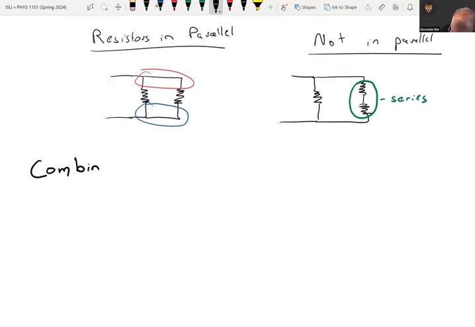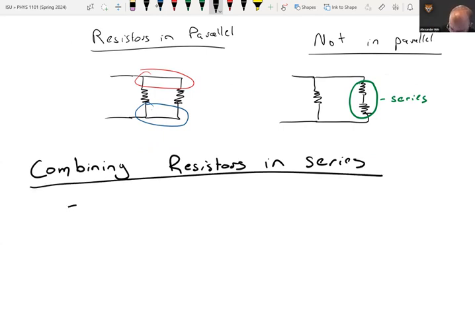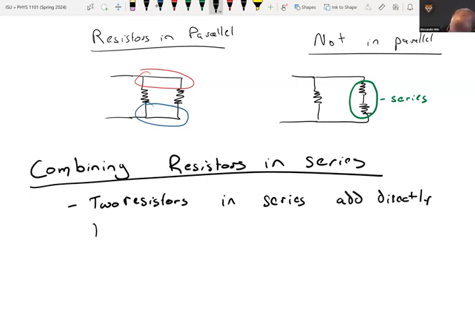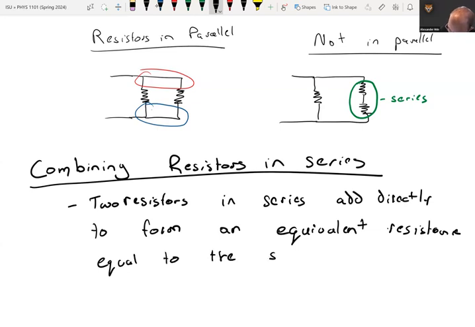So, combining resistors in series. Basically, two resistors in series add directly to form what we call an equivalent resistance, equal to the sum of the two independent resistances.